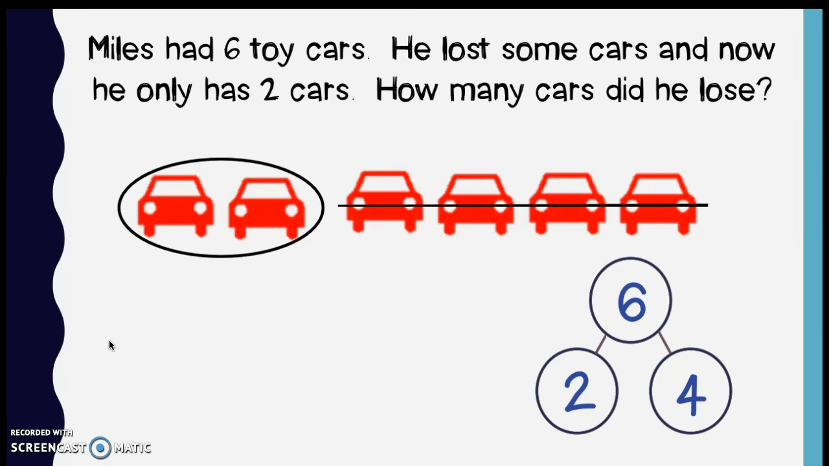Now, if I wanted to, I could write a subtraction sentence that tells what happened in this story. I could say he had 6 cars, he lost 4, and now he only has 2 left. All right, do you see how I use my picture to help show what happened so that I could fill in my number bond and also write that good subtraction sentence? 6 minus these 4 over here equals the 2 that he still has left over. That's how we're going to show our good thinking today with our math drawing.